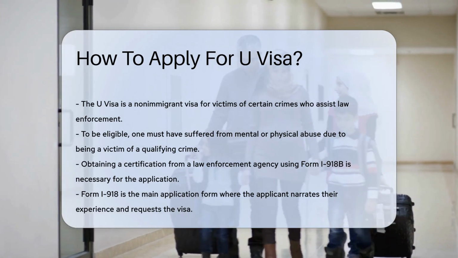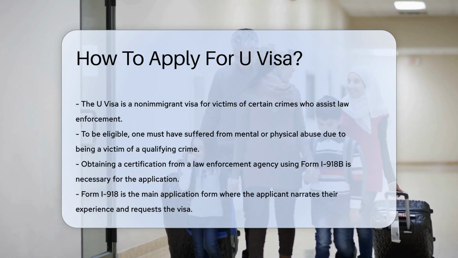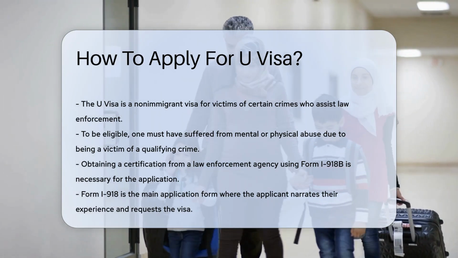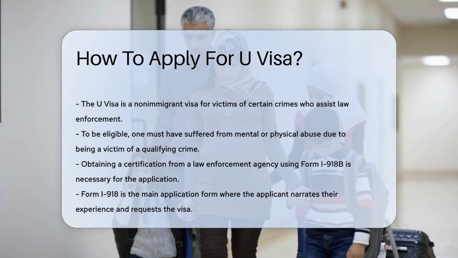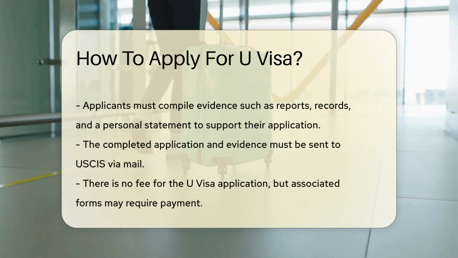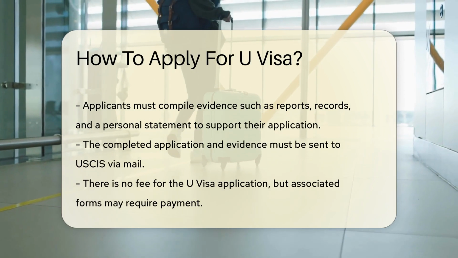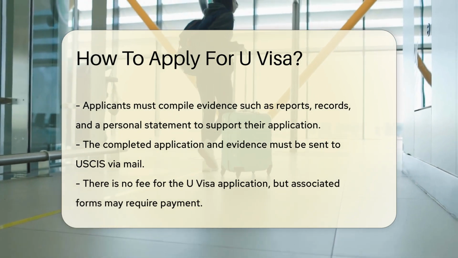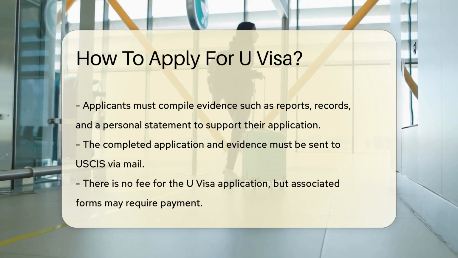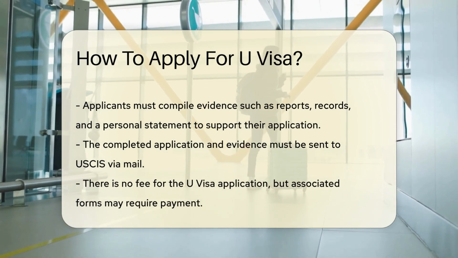First, you need to be eligible. This means you've been a victim of a qualifying criminal activity and suffered mental or physical abuse because of it. Hang in there. It's a brave step forward. You'll need to get a certification from a law enforcement agency, Form I-918B to be precise. It's like a golden ticket, showing you've been helpful in an investigation or prosecution.